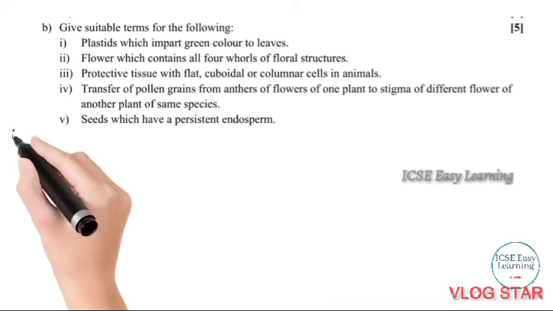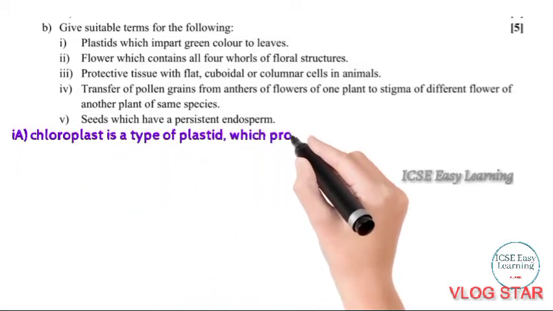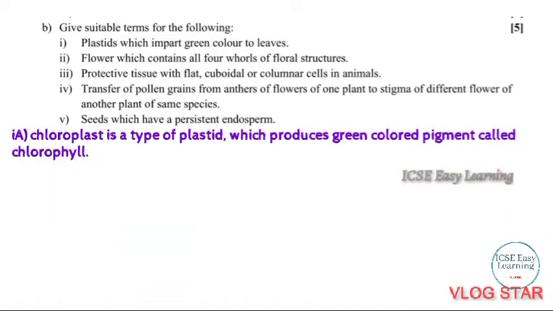B bit: Give suitable terms for the following. It consists of 5 marks. Question number 1: Plastids which impart green color to leaves. The answer is chloroplast. It is a type of plastid which produces the green color pigment called chlorophyll.